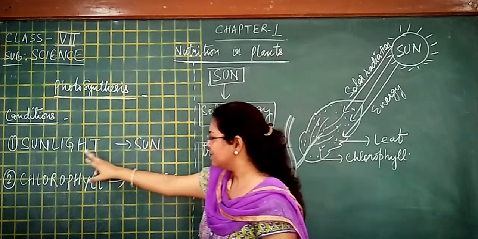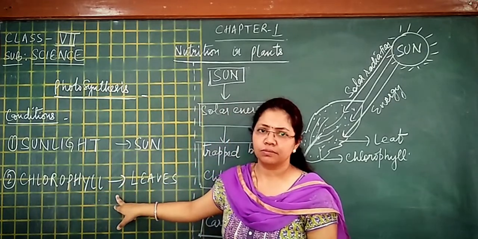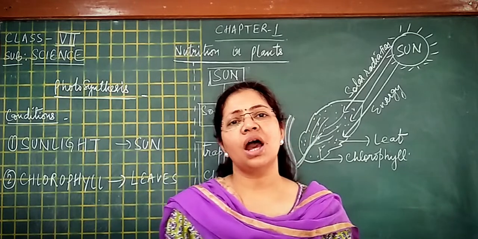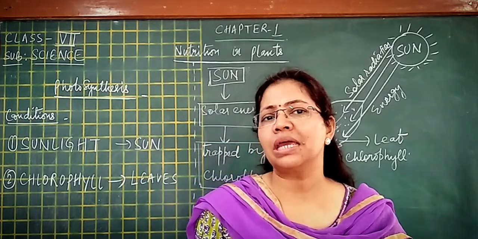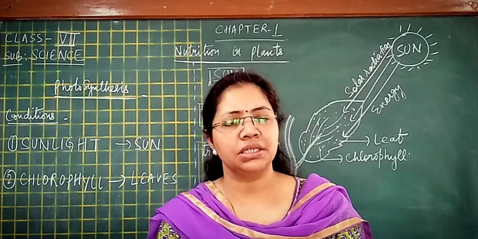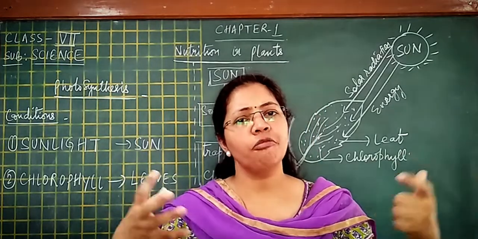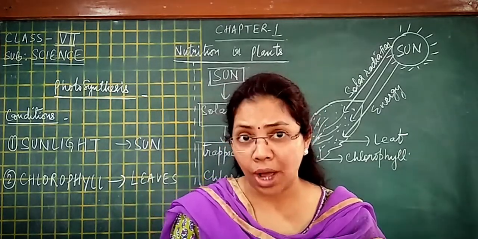So, another condition is chlorophyll. As I told you earlier, chlorophyll is a naturally occurring green colored pigment which is present in leaves. We say that leaves of plants are green in color. Why?